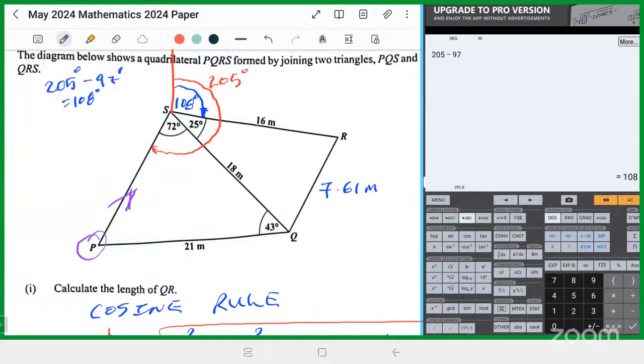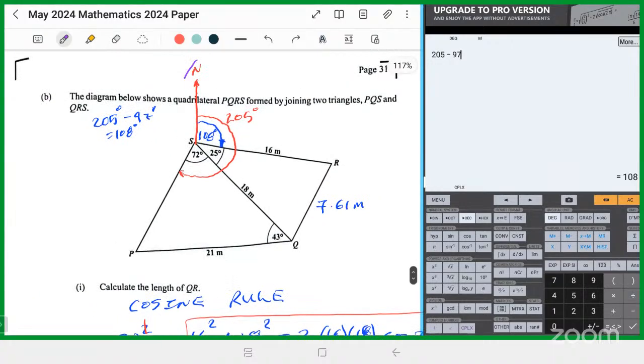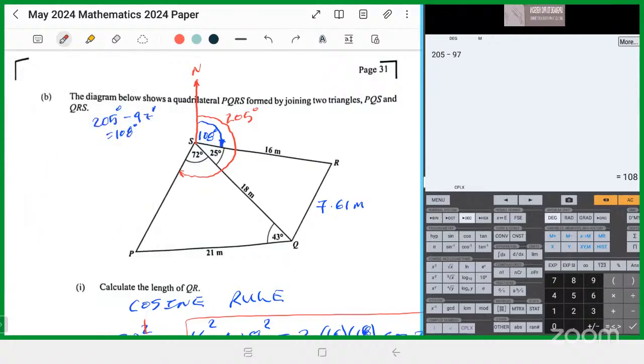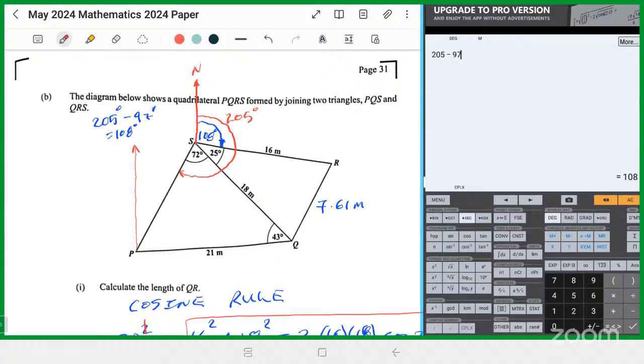From P to S. Alright, so the bearing is measured at the from position. So at the from position, I'm going to put in a north line that is now parallel to this. Let's put the north line in red. So at point P, put in the north line. Remember, the north-south lines are the most important lines in bearing. Because the north line is the most important line in bearing. Alright, let me shift this up. Stop here, so we'll get 108, right?